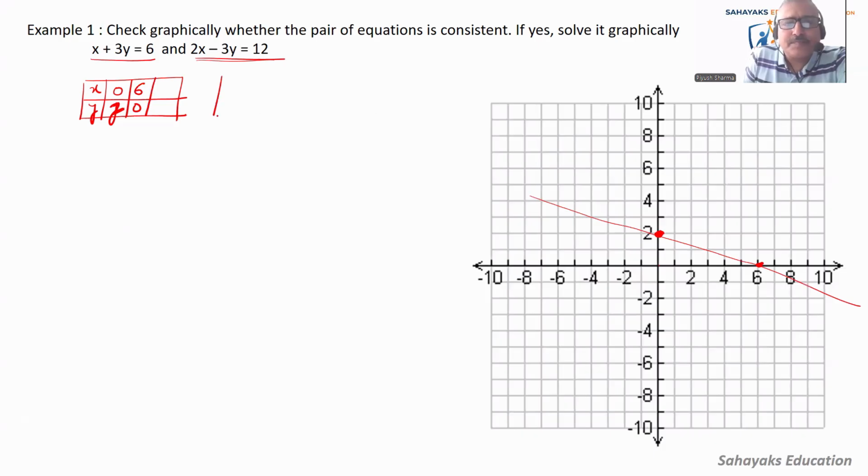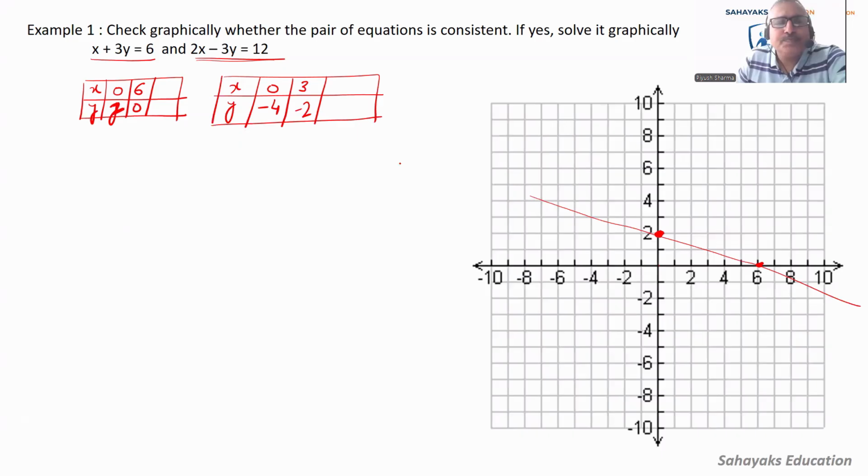Let's make this. Again, we'll do the same thing, x and y. I'll take the value of x as 0, y comes out to be minus 4. I'll consider the x value as 3, then y comes out to be minus 2. I'll just draw this point (0, minus 4).